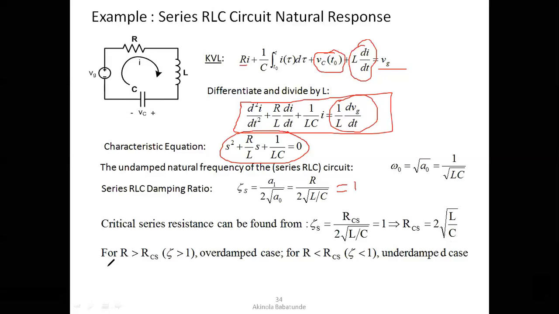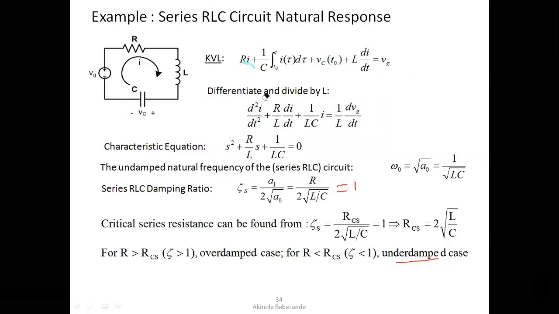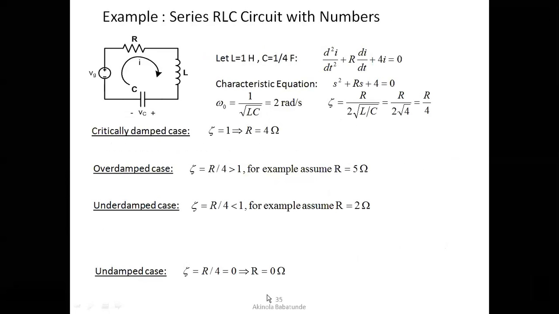And then for R greater than RCS, your zeta is greater than 1, which is going to be the overdamped case. And for the underdamped case, you're going to have your zeta less than 1, and your R will be less than the critical series resistance. Okay, so these are just thoughts that we've talked about. We're just applying them in a different form. These also can be taken to a situation where we use real numbers.